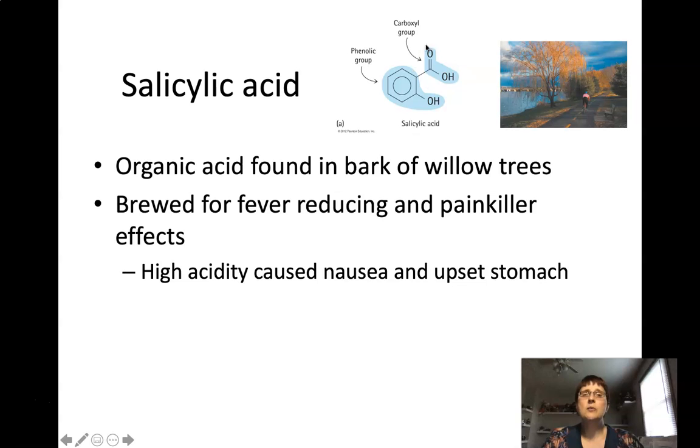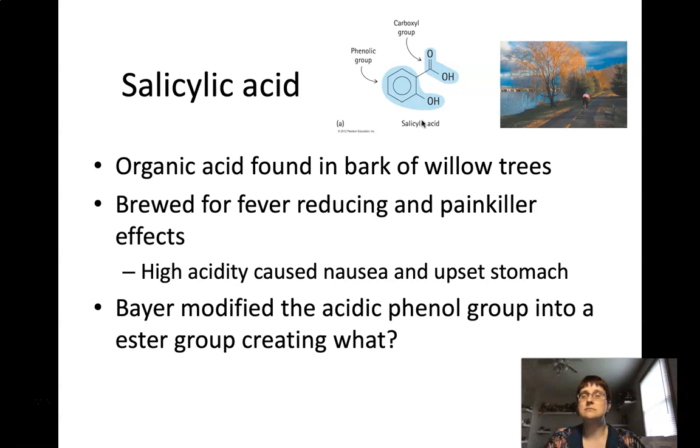So this carboxyl group is what is helping with reducing fever and pain killing and so forth. But this group right here, you can see it, they've labeled a phenolic group. This guy is also acidic. So both of these guys are acidic, and that higher acidity caused nausea and upset stomach, which when you already don't feel good, not such a great thing. I mean, it depends on how high your fever is and how bad your pain is, you might be okay with it.